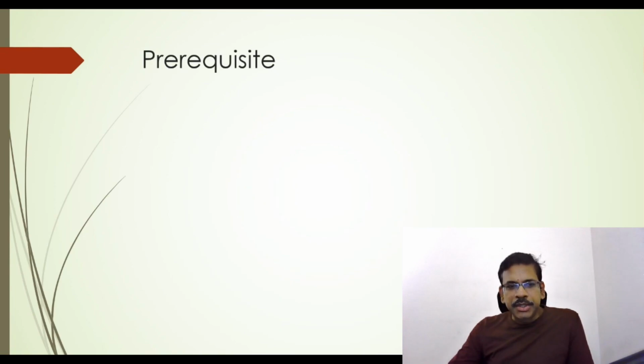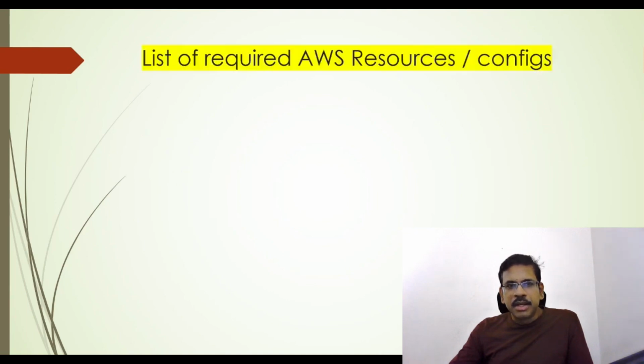The prerequisite for this hands-on demo, if you want to follow along: you must have the AWS CLI configured in your workstation. And second, you need to have NodeJS installed, and a code editor. For me, I am going to use VS Code. Let us go through the list of required AWS resources or configuration for this exercise.